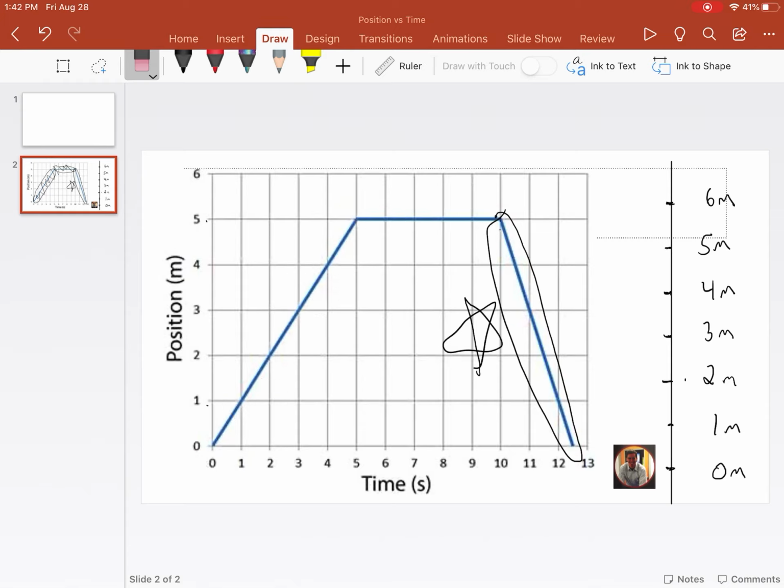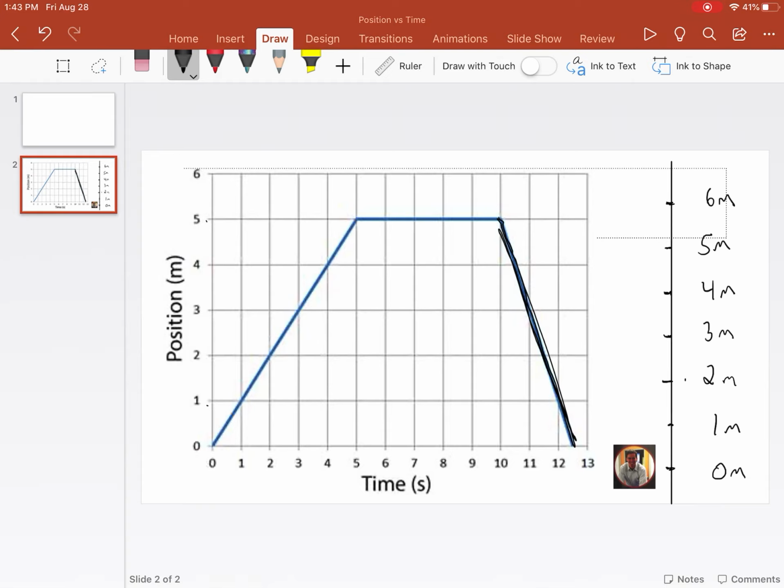Steepest portion equals fastest. If you're watching this and you're in the physics class, you will be expected to calculate what that velocity was during the time when it was moving the fastest. If you're in the physical science section, you don't have to do this, but in physics you will. So during the steepest portion, which we said was this portion right here, how fast was I actually moving?